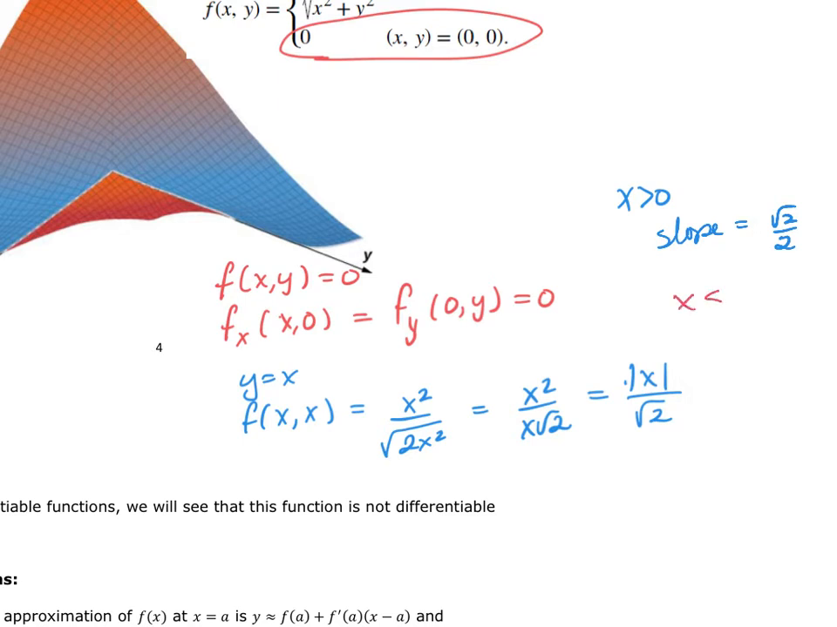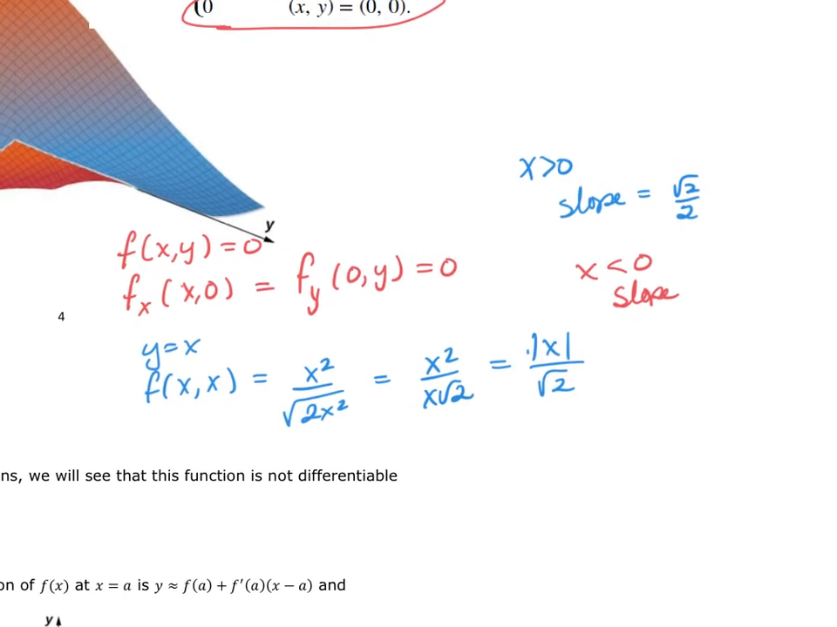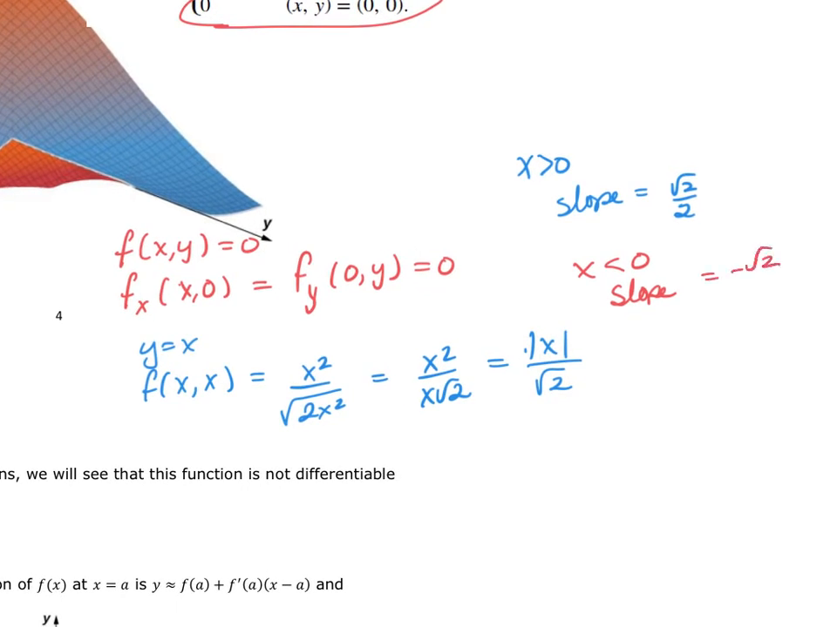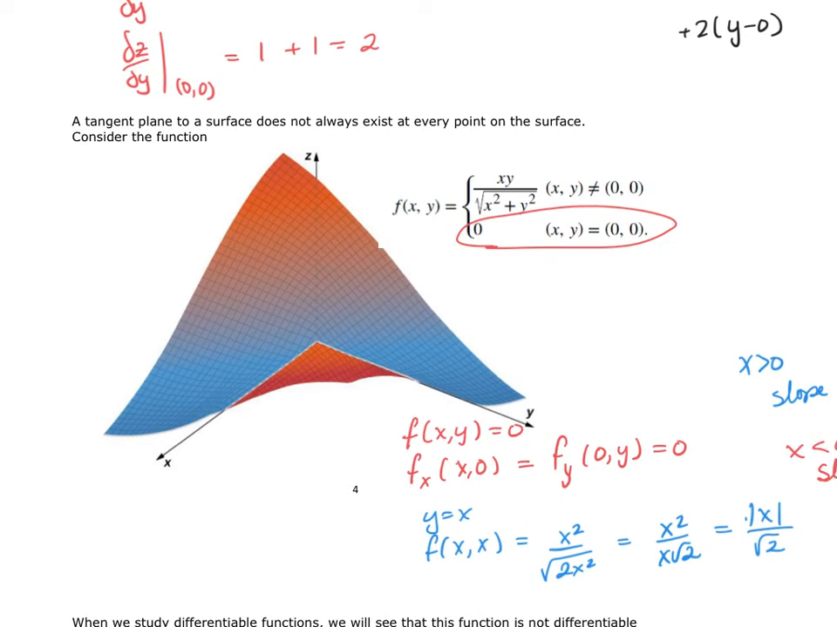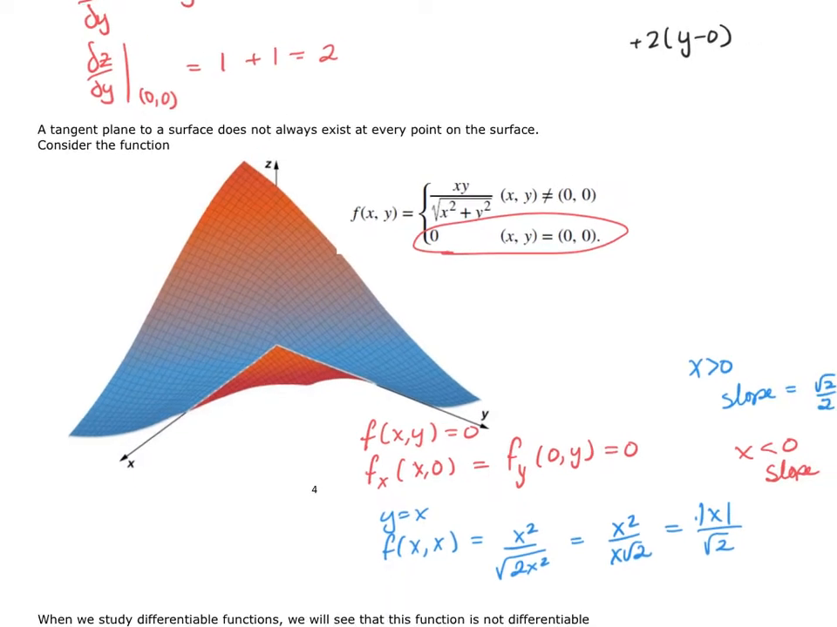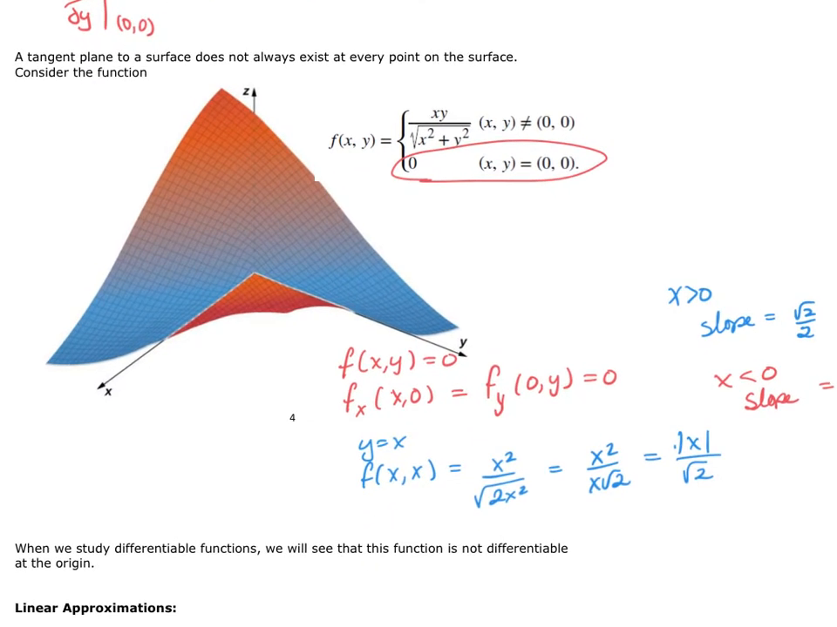However, when x is less than 0, my slope is going to be a negative number. So it's going to be negative square root of 2 over 2. Because these are not the same, there's no way this is going to have a tangent plane at that point. So even though it is continuous, there's no holes in it, we have a problem with the tangent plane because the way I approach it changes the slopes.